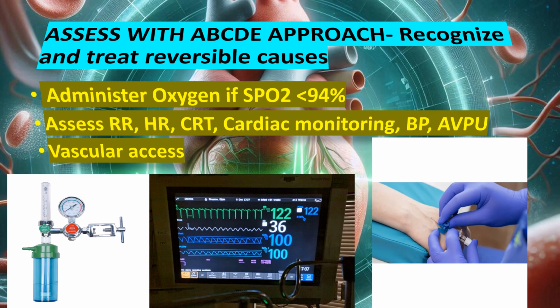Assess the child with the ABCD approach and ensure that you recognize and treat the reversible causes. Those are the H's and T's. Then administer oxygen if the SpO2 is below 94%. Assess the respiratory rate, heart rate, capillary refill time, do cardiac monitoring, assess the blood pressure, assess the AVPU scale, ensure that you have a vascular access, either intravenous or intraosseous.